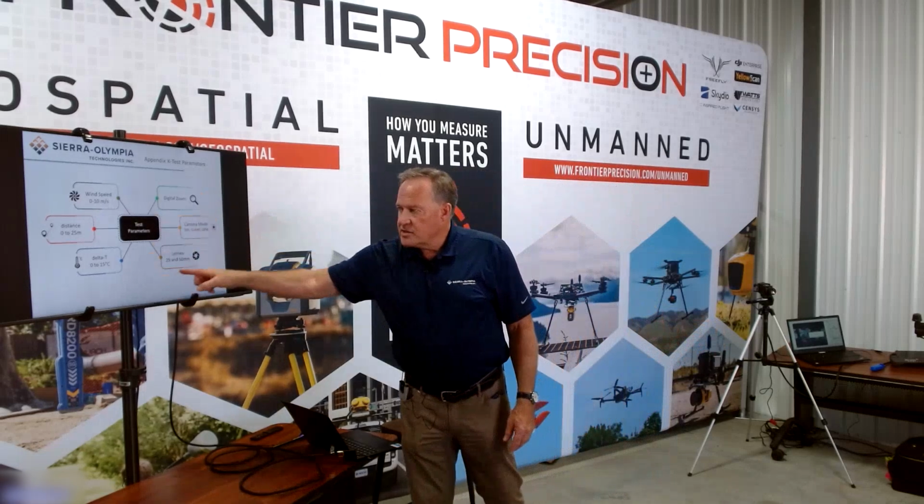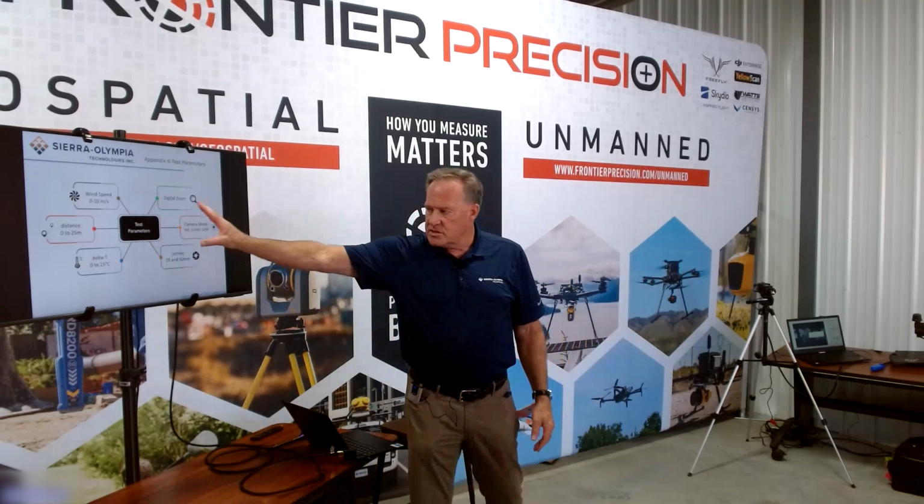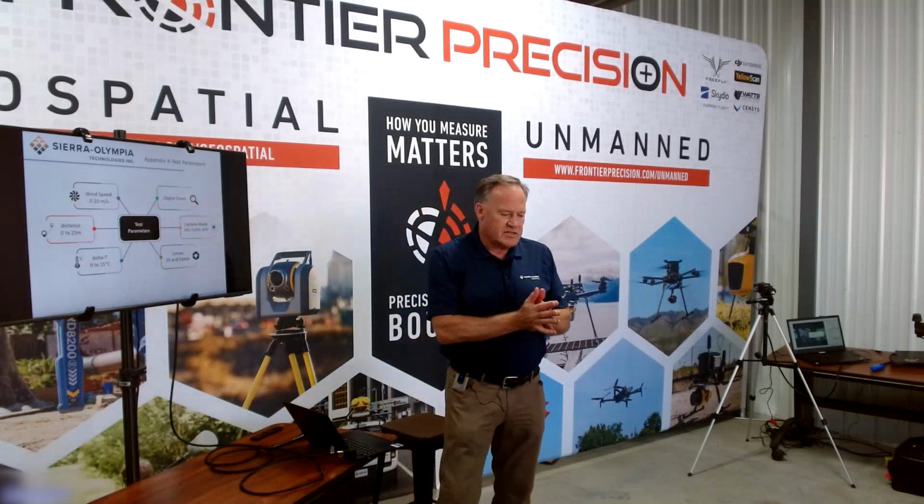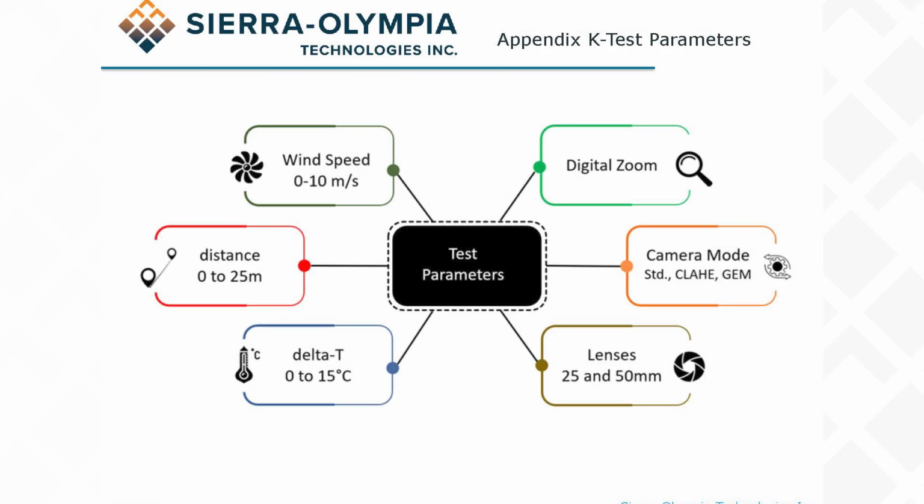So in this particular case, to find these minimum leaks, we're going to establish and do our testing under these conditions. We picked wind speeds from 0 to 10 meters per second, so that's up to about 17 miles per hour. Distances from 0 to 25 meters, so that's about 75 feet. Delta T's from 0 to 15 degrees centigrade. We tried the 2 different lenses.